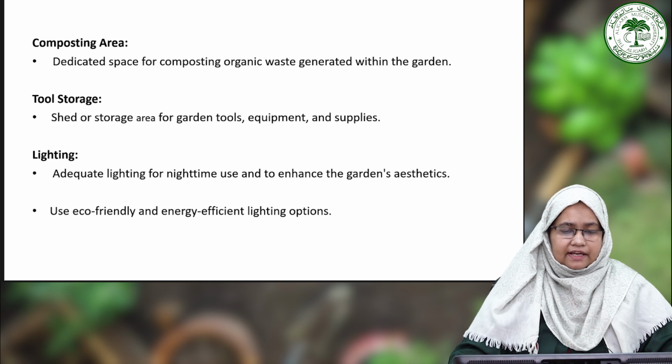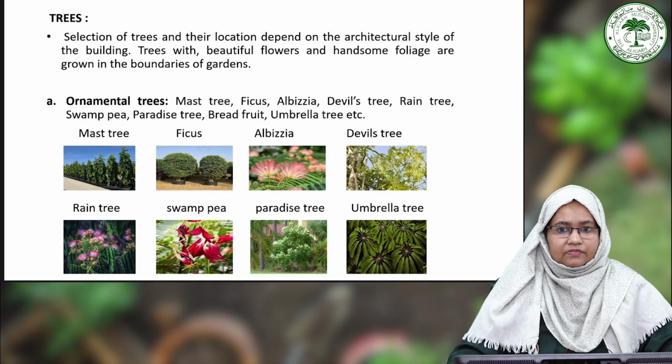energy efficient lighting options. Here are some common categories of plants you may want to consider for different purposes in institutional gardens, like trees, shrubs, herbs, vines, grasses, etc. First, starting with the trees. Selection of trees and their location depend on the architectural style of the building. Trees with beautiful flowers and handsome foliage are grown in the boundaries of gardens.